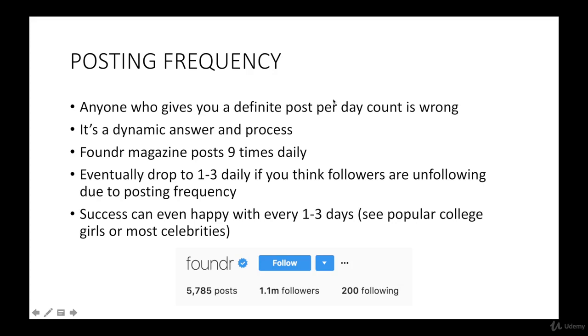Posting frequency is the next thing to address. I hear it all the time. I've listened to a number of podcasts, as I mentioned already, and I went through a number of courses, and people always say you need to be posting 3 times a day. Well, not necessarily. It depends who your target market is, and how old your account is, and you really have to split test. That's the big answer.